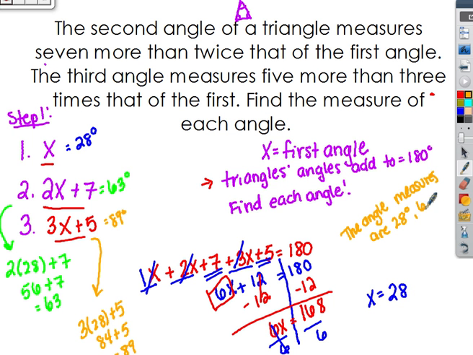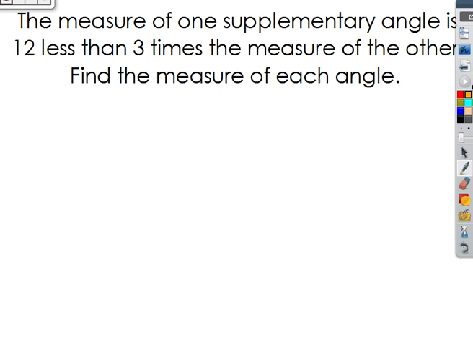Degrees, 63 degrees, and 89 degrees. Okay, so let's do another one. We're talking about supplementary angles, so we're actually having 2 pieces of information here.